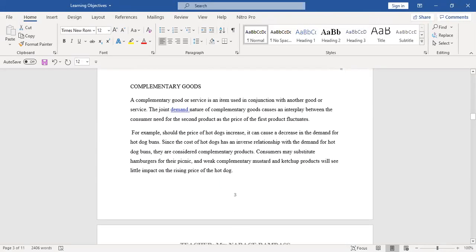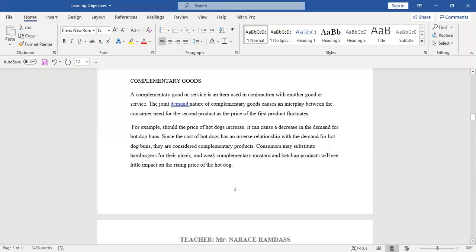So a complementary good or service is an item used in conjunction with another good or service. The joint demand nature of complementary goods causes an interplay between the consumer need for the second product as the price of the first product fluctuates. Let's examine what we're saying there. What you need to understand is complementary goods go hand in hand. They go together. You can't have one without the other.